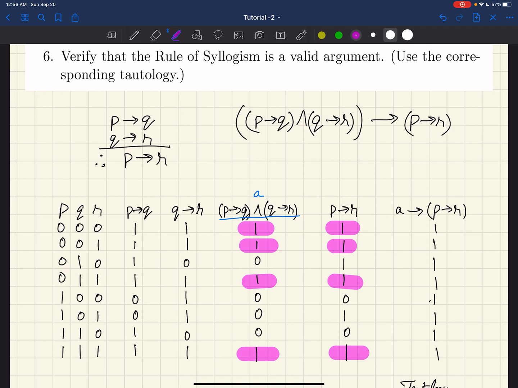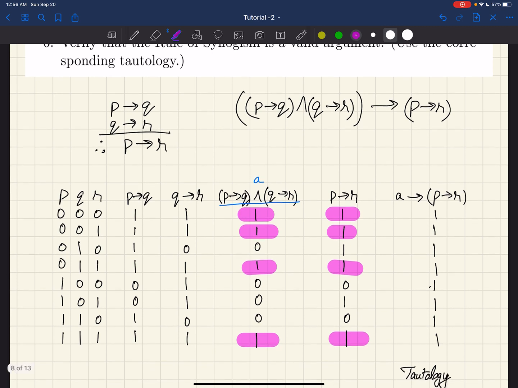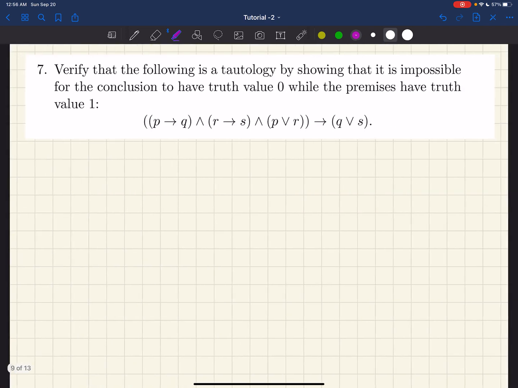So moving on to the next question. It says, verify that the following is a tautology by showing that it is impossible for the conclusion to have truth value 0 while the premises have truth value 1.